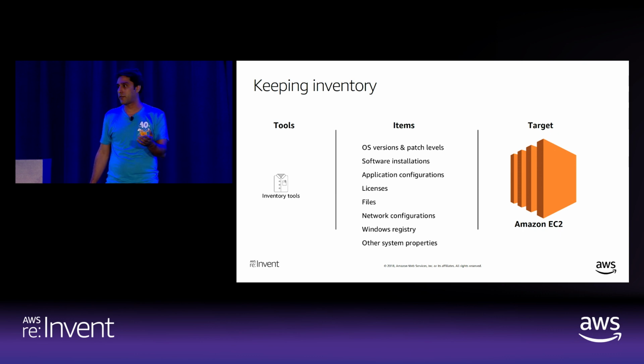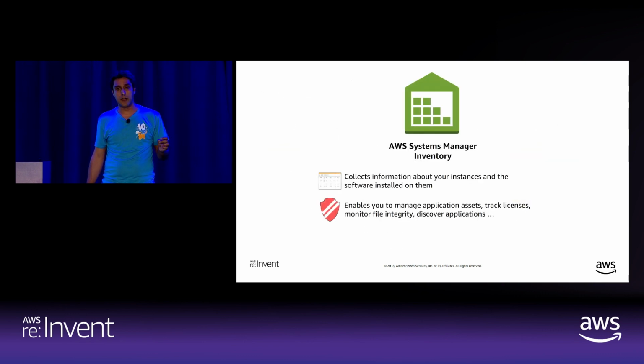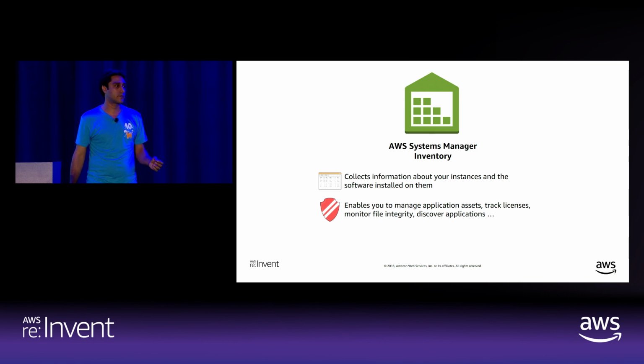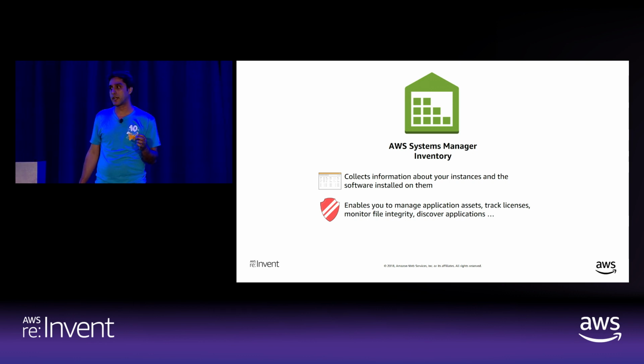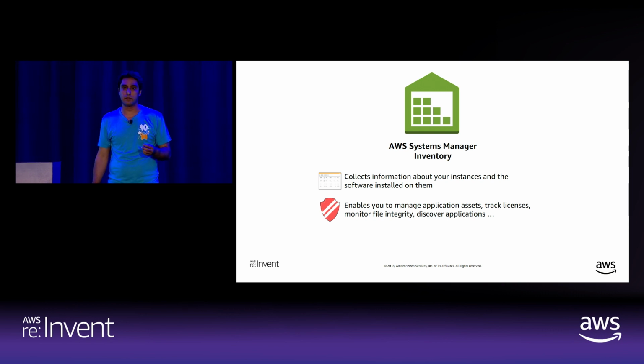Now, today you may be using different tools to accomplish this, but AWS Systems Manager Inventory was built to inventory all these different software and applications and also OS versions in your environment. And basically, the data captured by the inventory service allows you to track licenses, track application assets, or discover new applications in your environment.